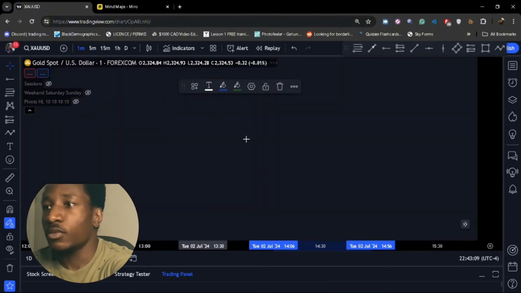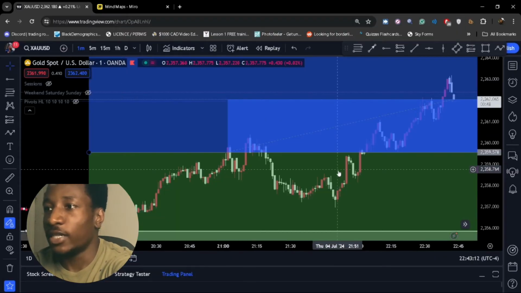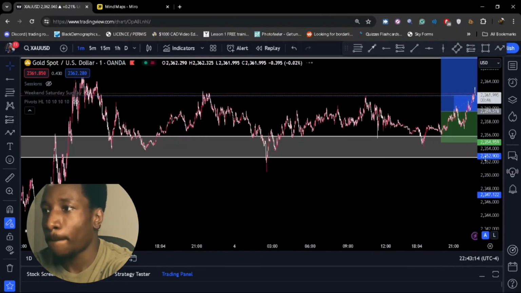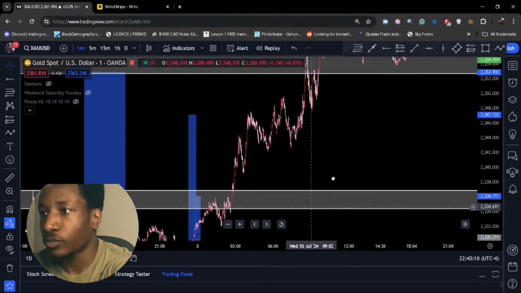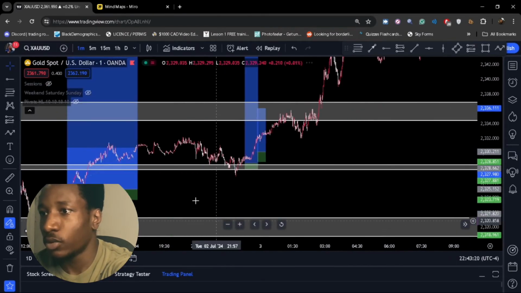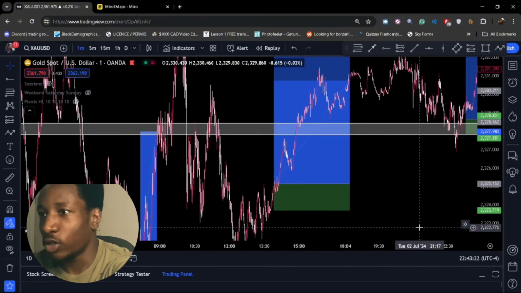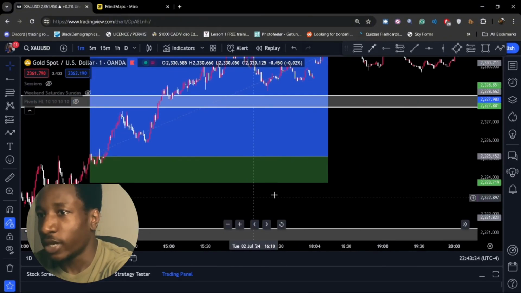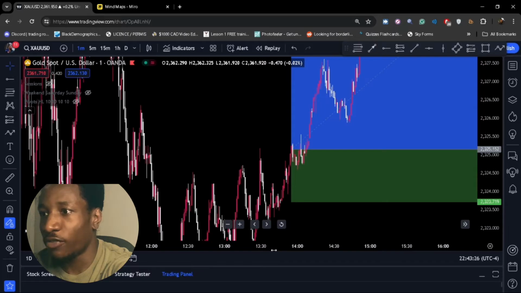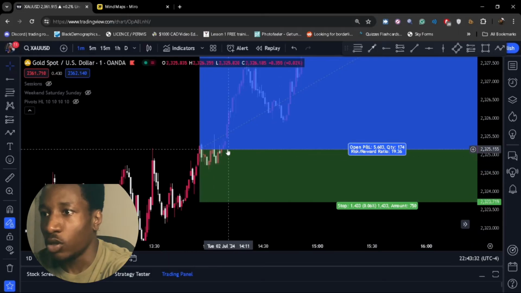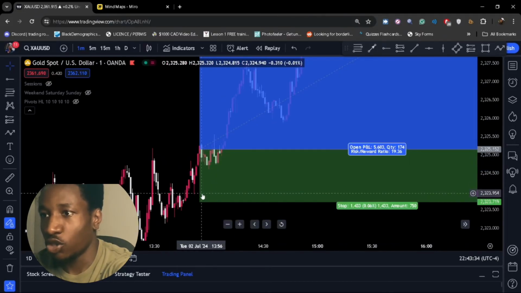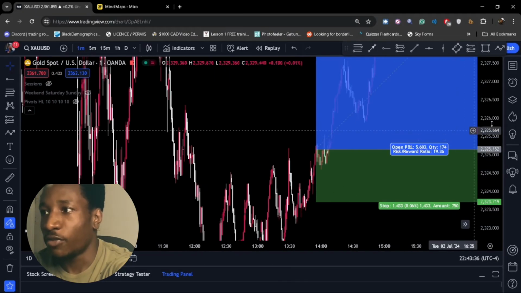So with this particular trade that I did take, as you can see, let me zoom in real quick. Boom. This is essentially where I took my trade during the New York session. So this was my first trade, and as you can see, price came back up, and then I took my trade, and my stop loss was literally right below here. And this was my first trade.